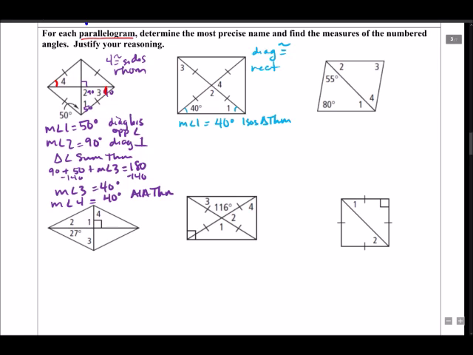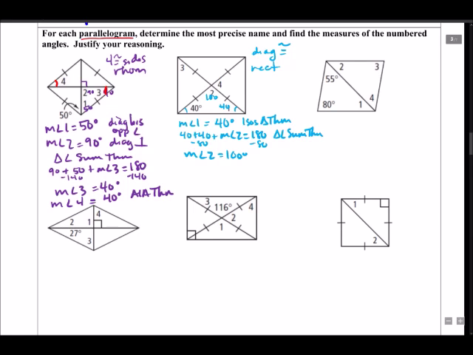And how am I going to find the measure of angle 2? Well, I'm going to say 40 plus measure of angle 2 equals 180. That's triangle angle sum theorem. So subtract 80 from both sides. The measure of angle 2 is 100 degrees. So that's 100 up there. This is 40 here.